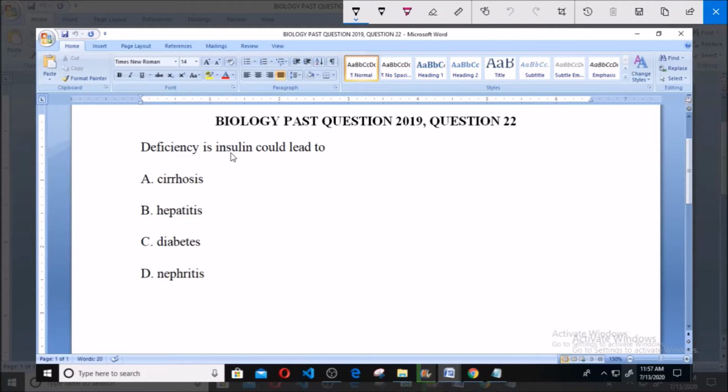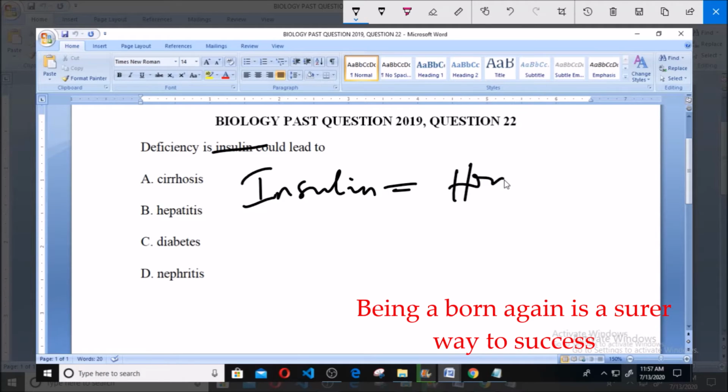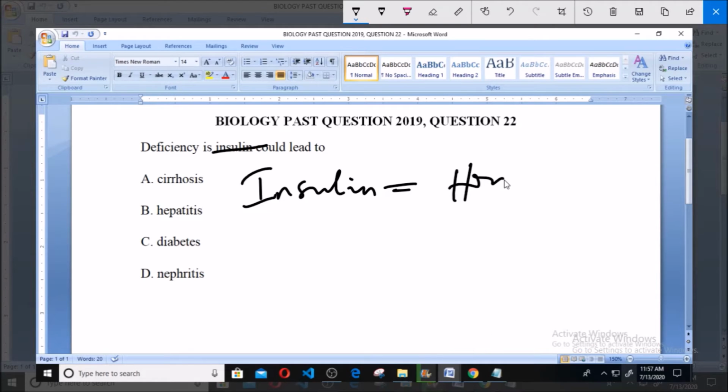Now, insulin is a hormone that is produced by the beta cells of the pancreatic islet.